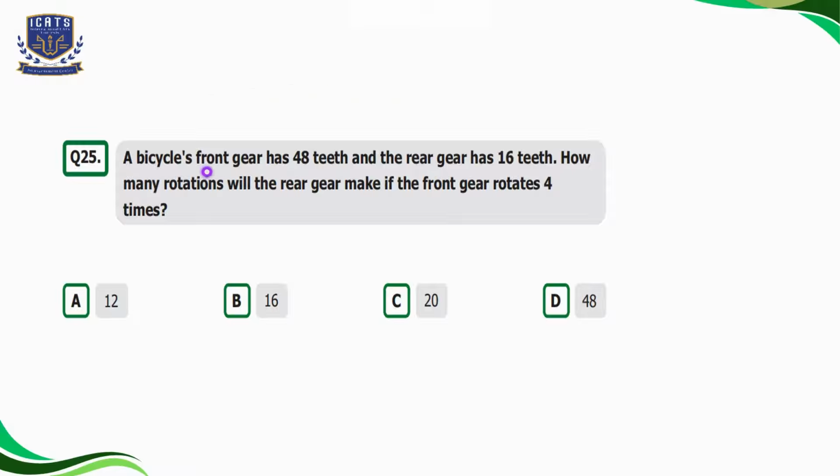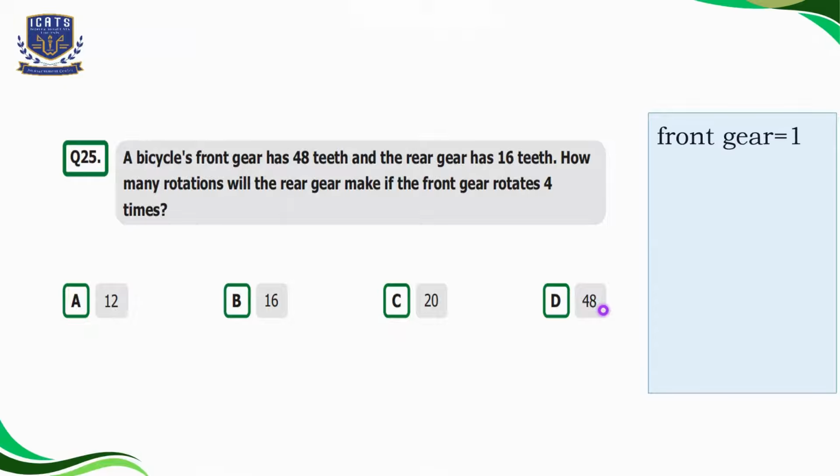Question number 25. A bicycle front gear has 48 teeth and the rear gear has 16 teeth. How many rotations will the rear gear make if the front gear rotates 4 times? Option A is 12, option B is 16, option C is 20, and option D is 48.